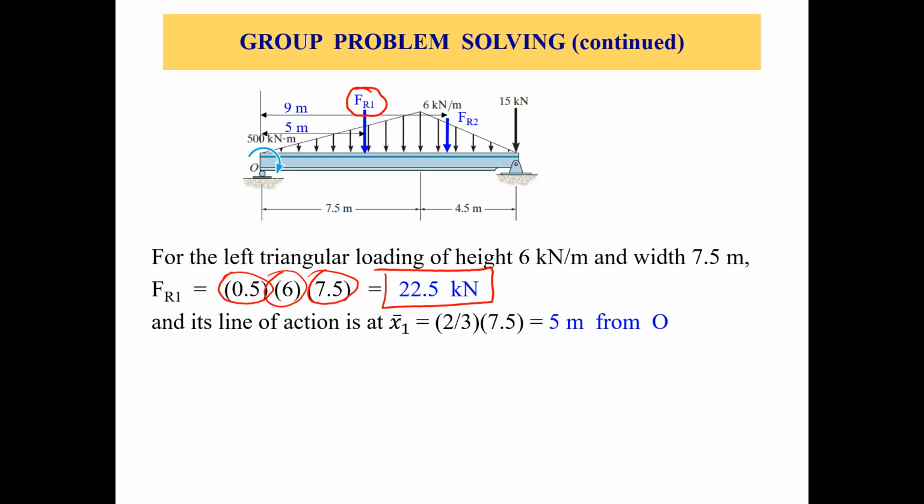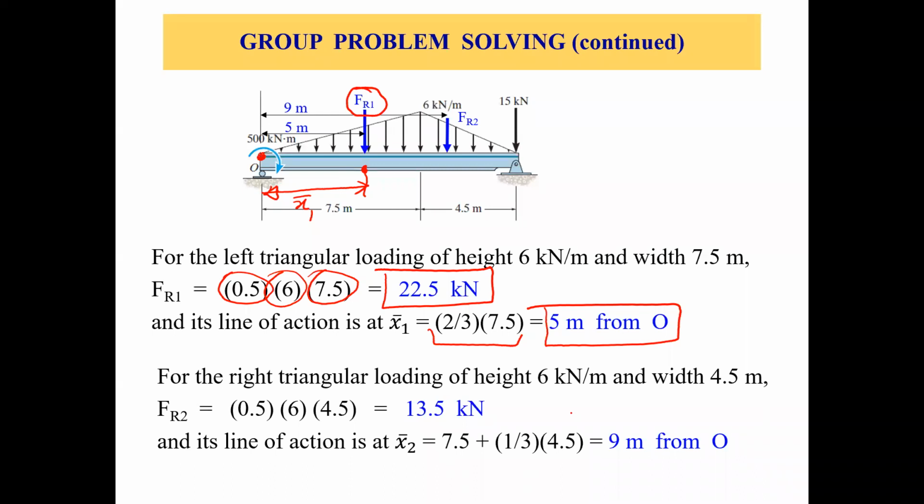So now we have FR1 of this first triangular portion. Now we need to find X1 bar, the line of the point of action of this force FR1. What is X1 bar? As we're taking distance from the base of this triangle, we know that it's 2/3 from here. So 2/3 of 7.5, which gives us 5 meters from point O. So X1 bar equals 5 meters from point O.